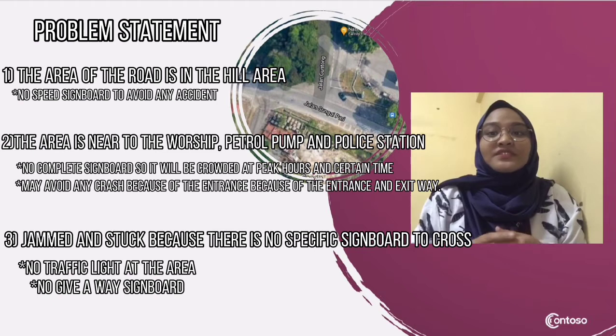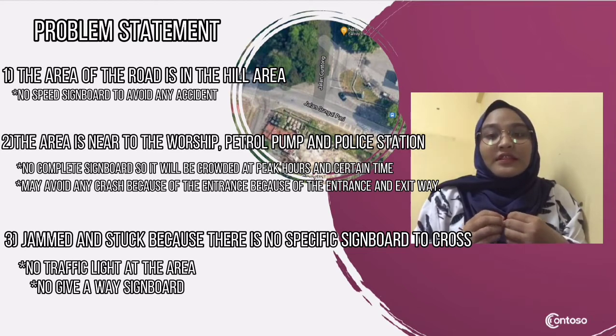The next problem at the junction that we can observe is, since it's near the Proton, there is no traffic light to help the drivers or the riders to cross. In this case, at peak hours, it will bring jams or stuck traffic because there is no specific signboard or traffic light to cross. Another problem we can observe is that drivers or riders use fast speed in the area.